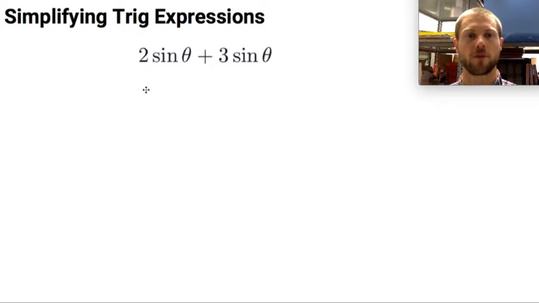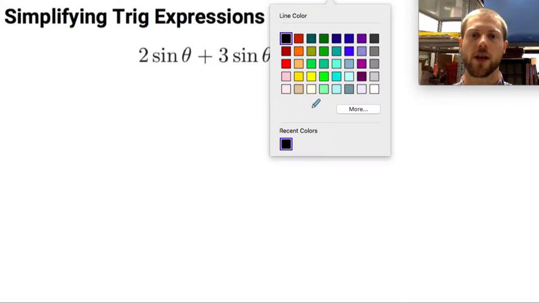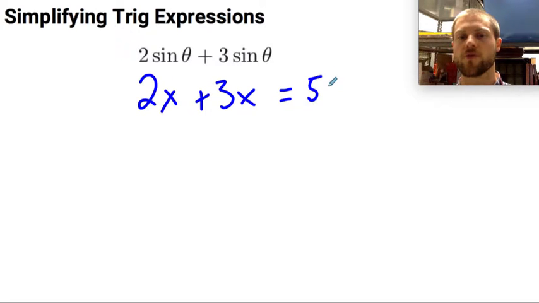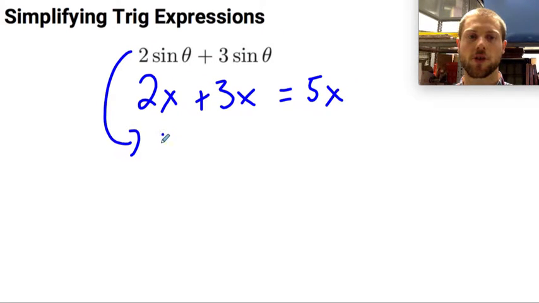So if I have 2 sine of theta plus 3 sine of theta, this really isn't all that complex. It's a lot like just adding and subtracting normal variables. This is the same thing as saying I have 2x plus 3x. If we add 2x plus 3x, that's equal to 5x. If I have 2 of something and I add 3 of that same thing, I have a total of 5 of that same thing. So this is simply just going to be expressed as 5 times the sine of theta.